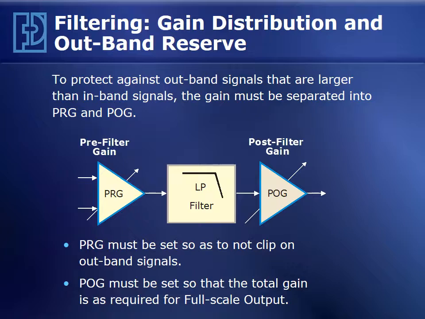So to summarize, to protect against outband signals that are larger than in-band signals, you must have the gain separated into pre-filter gain and post-filter gain around the filter. We'll set the pre-filter gain so as not to clip on the outband energy plus in-band energy. We'll filter out that outband energy with the low-pass filter and gain up the rest of the way with the post gain so that we reach our required full-scale signal output.